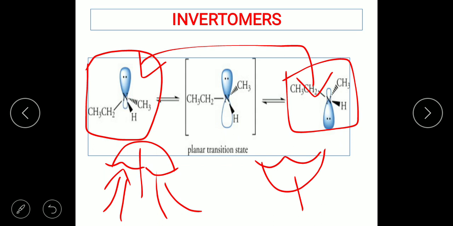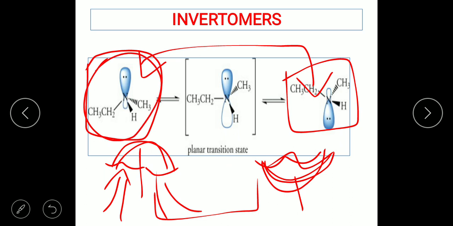Again, the name is umbrella inversion because nitrogen is understood as similar to an umbrella, wherein once the wind blows, the umbrella can take the outward position, which is like this. So this structure and this structure are nothing but enantiomers, or you can call them invertomers. The same thing we can take up with this pair of invertomers.